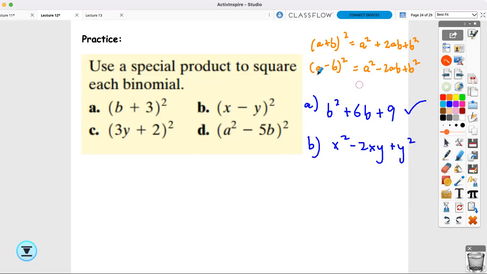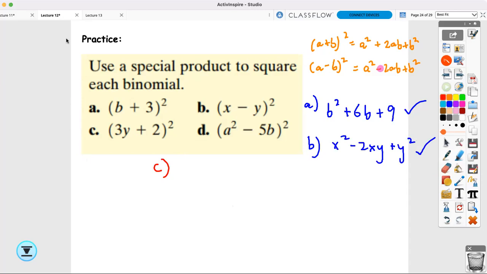Now, keep in mind for A minus B squared is plus B squared, right? The minus only goes right here with the negative 2AB. So we have x squared minus 2xy plus y squared. You are correct. Good, good, good. All right, let's go ahead and look at C.